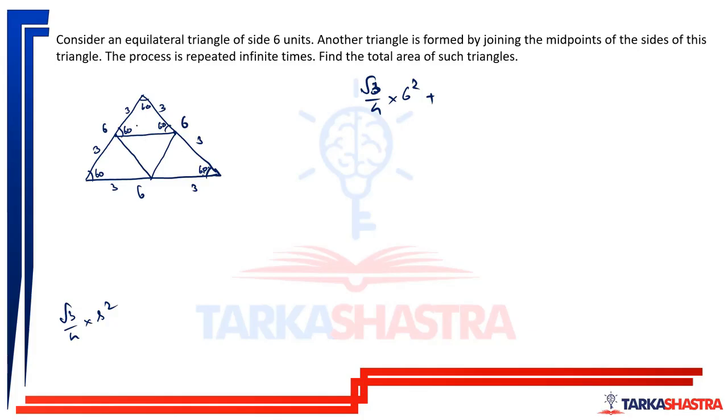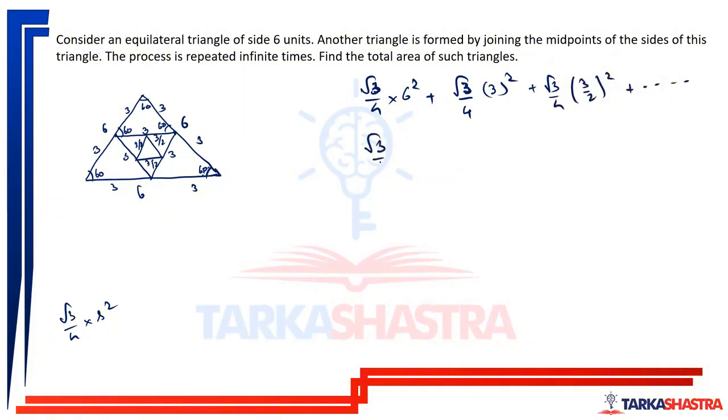So if this is 3, this is 3, this will also be 3 because this is a smaller equilateral triangle. So area of this triangle would be √3 by 4 into 3 square. If I find out the next triangle, this will be 3 by 2, 3 by 2, 3 by 2. So this will be √3 by 4 into 3 by 2 square and so on.